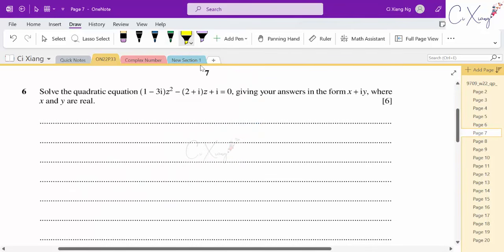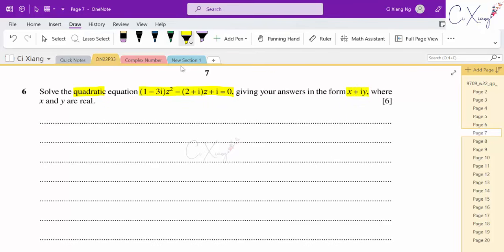Okay, so we come to question number 6. They want us to solve the quadratic equation. I think they give us a very obvious hint because of the word quadratic. So giving an answer in the form of x plus yi, where x and y are real. To solve this quadratic equation, we can use the quadratic formula to get the value for z.